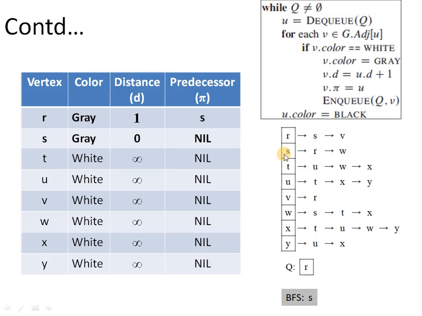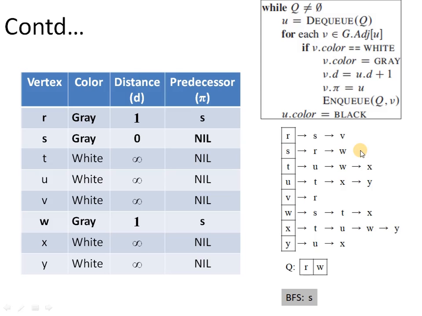Now we move further with the linked list of S. Now we have W. Again, the color of W is white, so it will be gray. Distance will be distance of S plus 1 and pi corresponding to W will be S. And then we have to NQ W into the Q. So all the attributes are updated and W is NQ'd into the Q. And then we are done with the linked list corresponding to S.